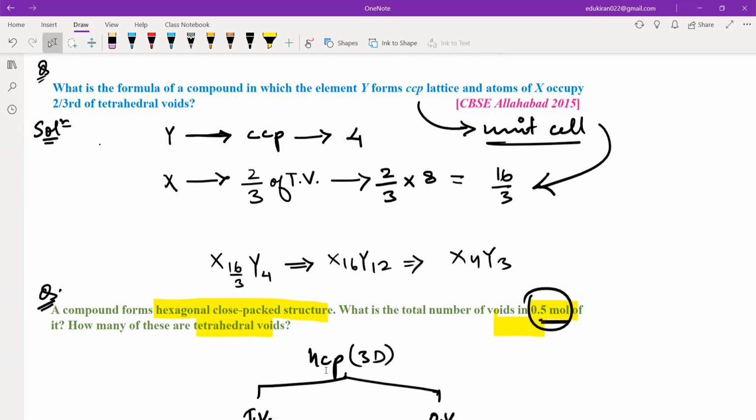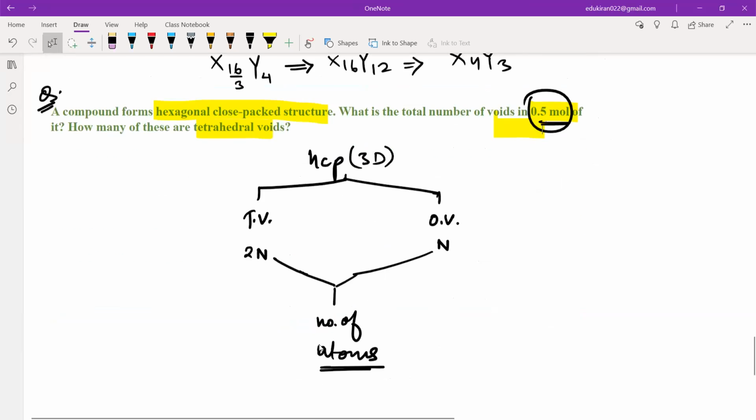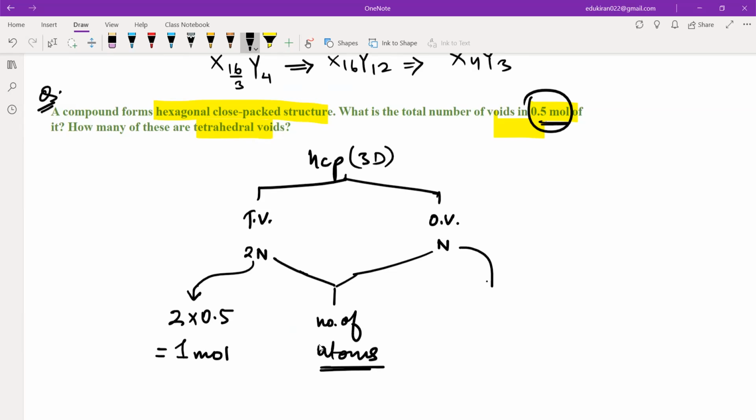that means we were talking about the unit cell and not about the whole pattern, which can have any number of atoms. So obviously if I increase the number of atoms, the number of voids is also going to increase. So here we have n equal to 0.5. So there will be 2 into 0.5 tetrahedral voids, that means 1 mole of tetrahedral voids, and n, that means 0.5 mole of octahedral voids.